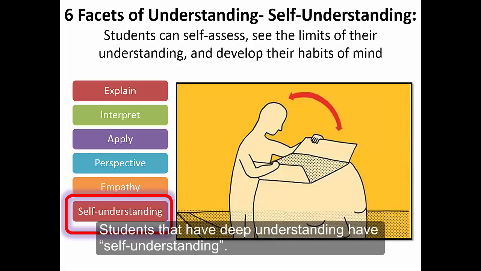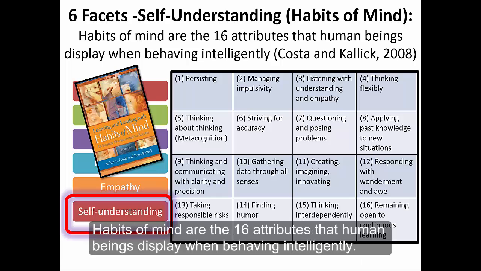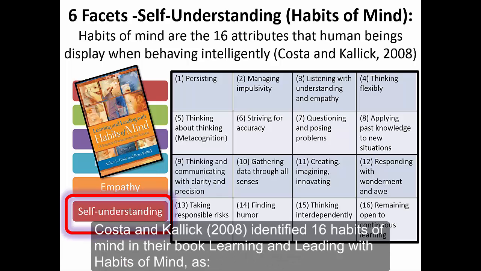Students that have deep understandings have self-understanding. This means that students can self-assess, see the limits of their understanding, and develop effective habits of mind. Habits of mind are the 16 attributes that human beings display when they're behaving intelligently. Costa and Kallick identified 16 habits of mind in their book, Learning and Leading with Habits of Mind.